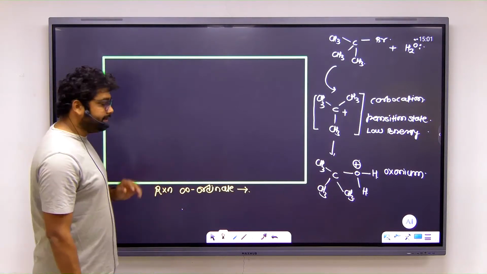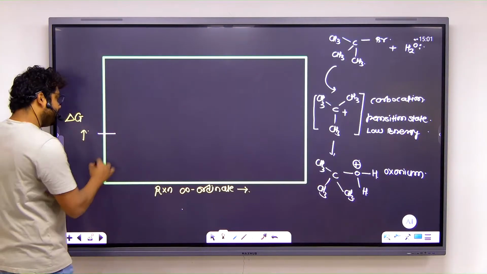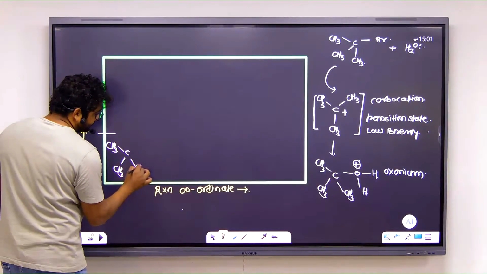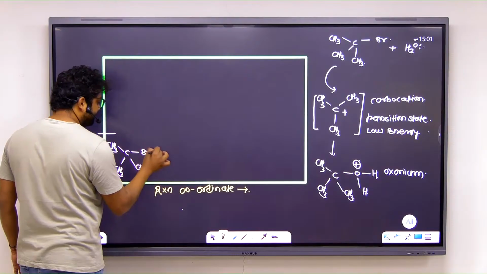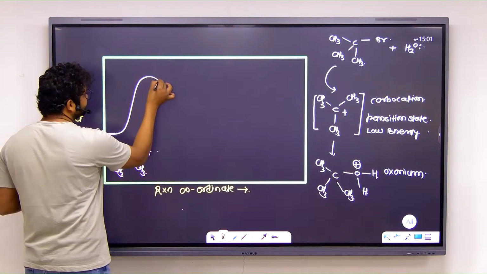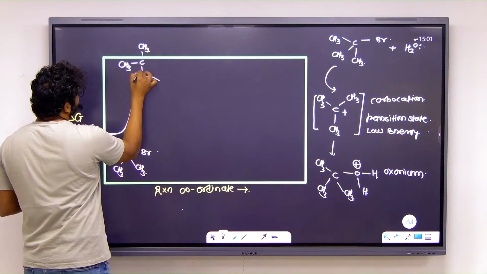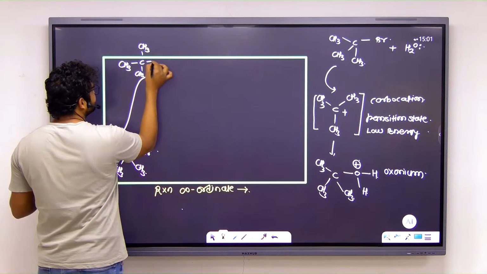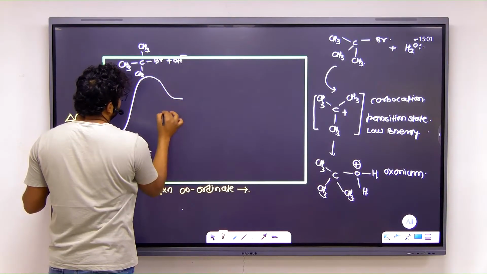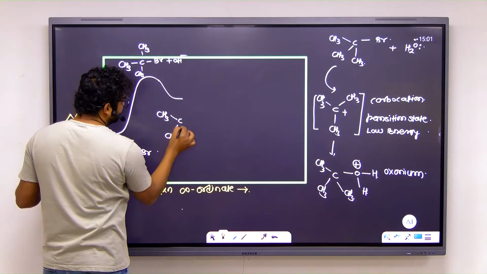Okay. In case of this, we are starting from here. Here you were just having a carbon with 3 CH3 and 1 Br. And ultimately, it reaches the highest energy level in presence of OH minus and reaches the formation of a tertiary carbocation.